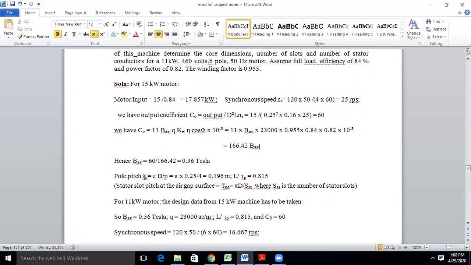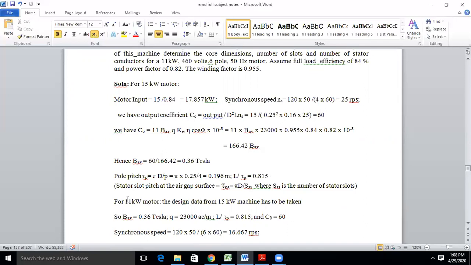Now pole pitch, that is tau p. It is equal to pi d divided by p. Pi d divided by pole, that is pi into 0.25, which is d, divided by pole, which is 4. So by using this, we can get tau p, that is 0.16196 meter. And L by tau p is assumed, that is 0.815.